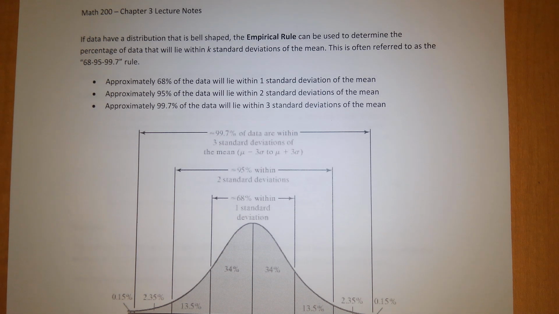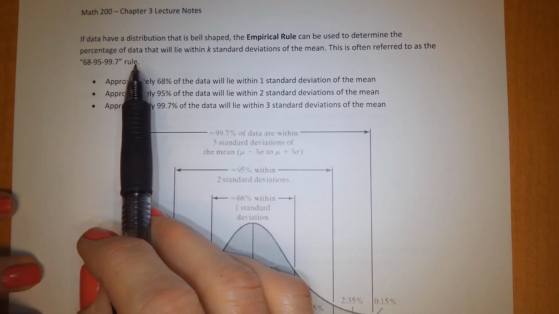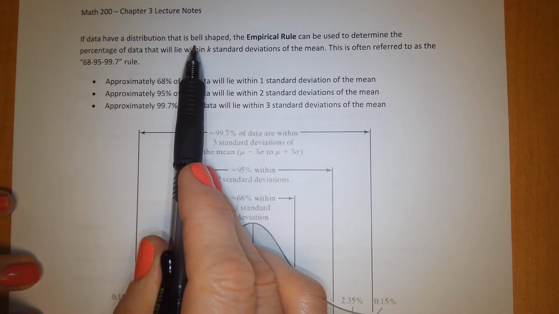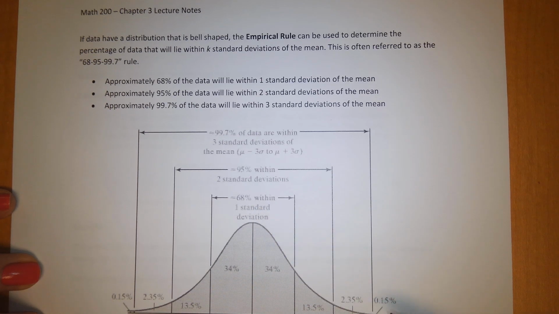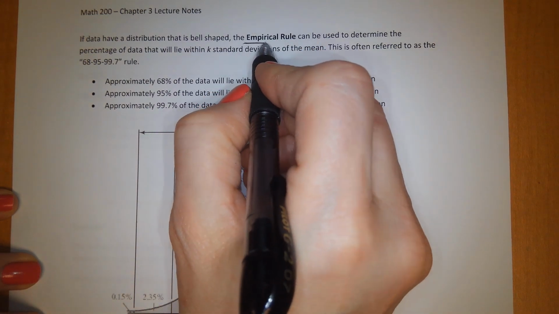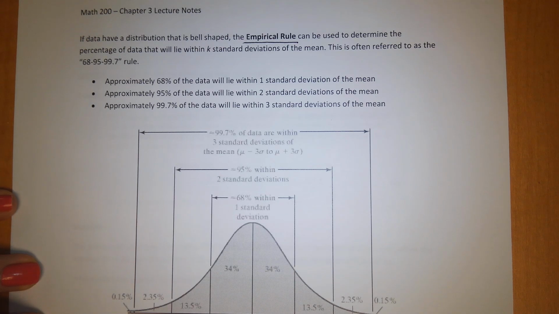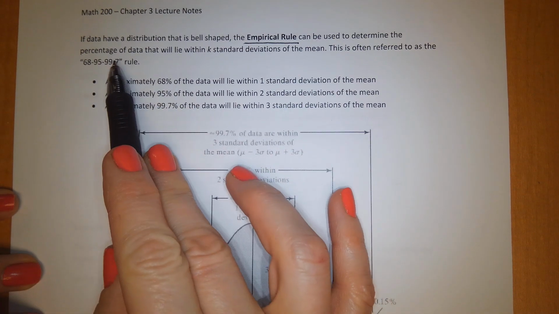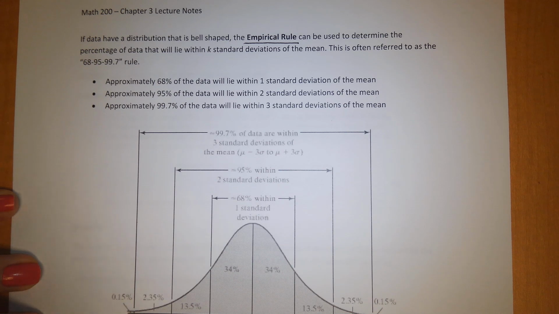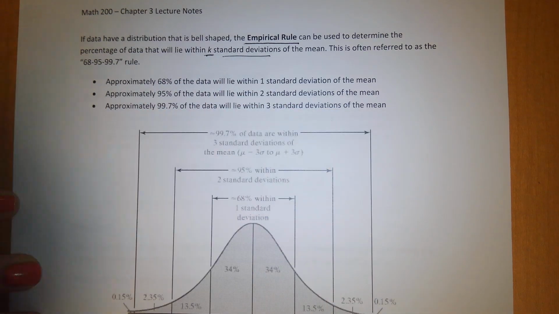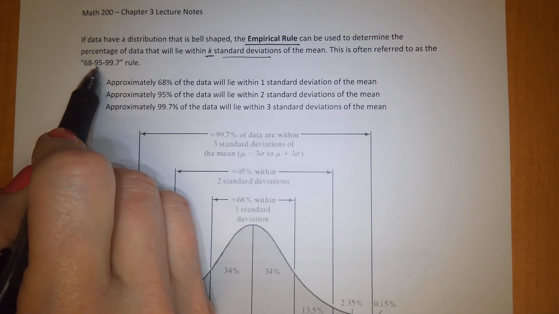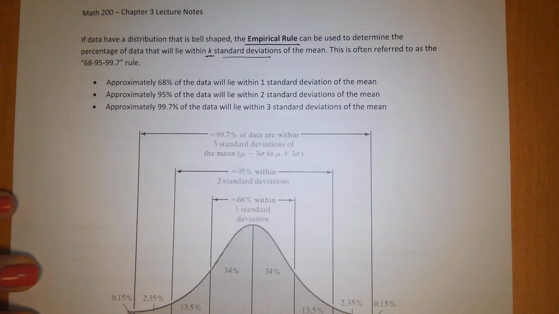Continuing our discussion into Chapter 3, this is the second video in a two-part series in regards to how to summarize numerical data. If data has a distribution that is bell-shaped or symmetrical, we are going to apply the empirical rule to this data, and it can be used to determine the percentage of data that lies within a certain number of standard deviations of the mean. This is often referred to as the 68, 95, 99.7 rule.